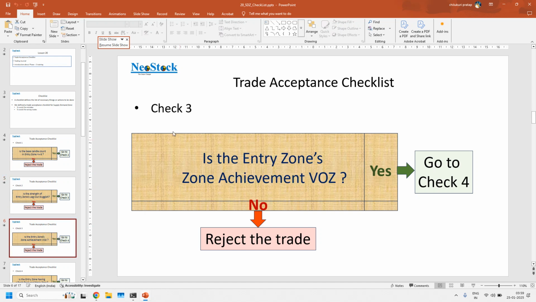Okay, next, checklist item 3. What did you learn? Is the entry zone's achievement violating an opposing zone or not?